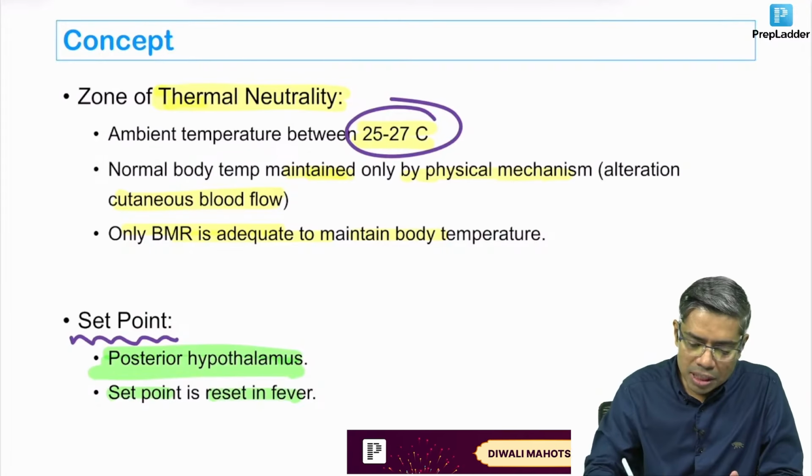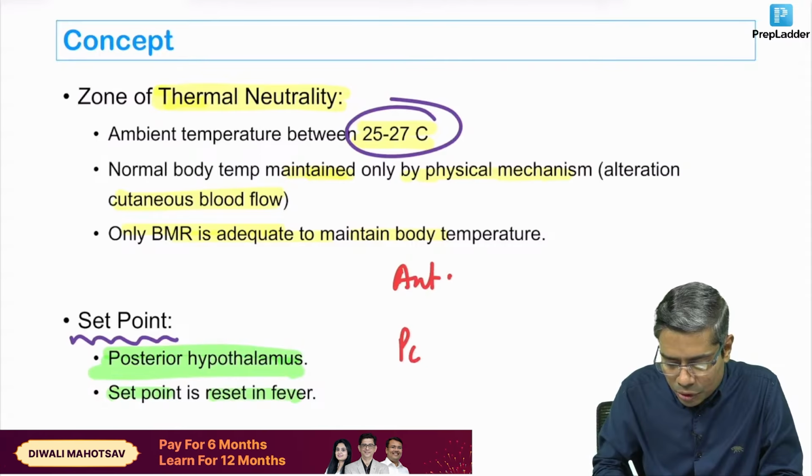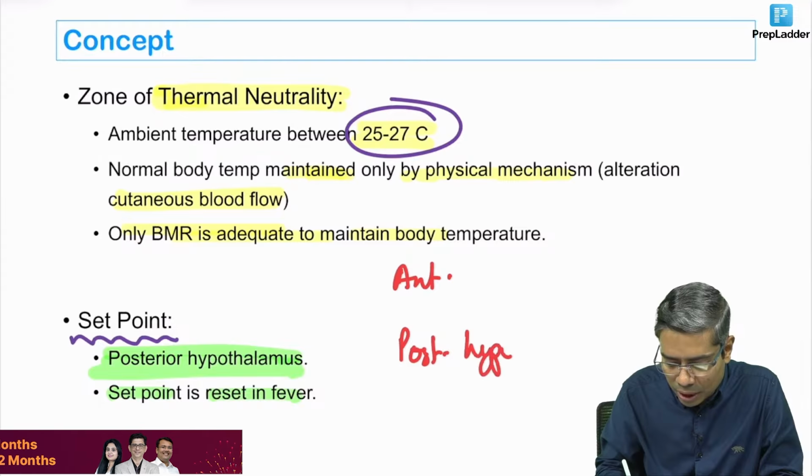Concluding this topic, you have to remember that the anterior hypothalamus as well as the posterior hypothalamus both are responsible for thermoregulation.